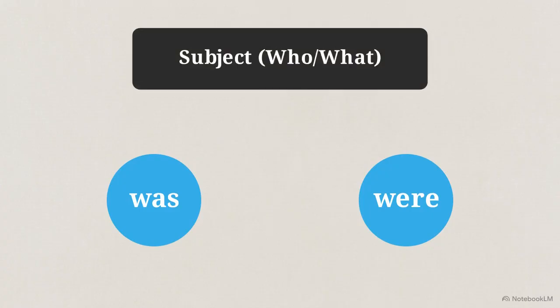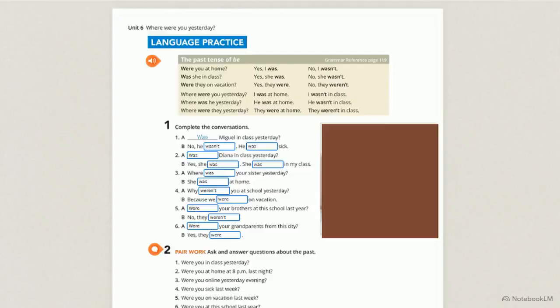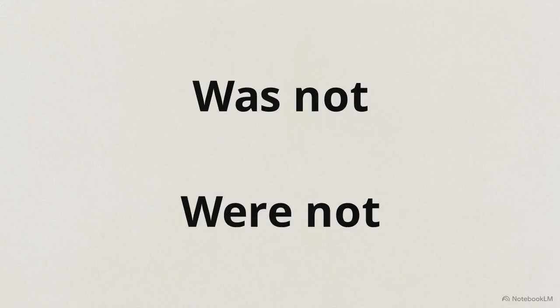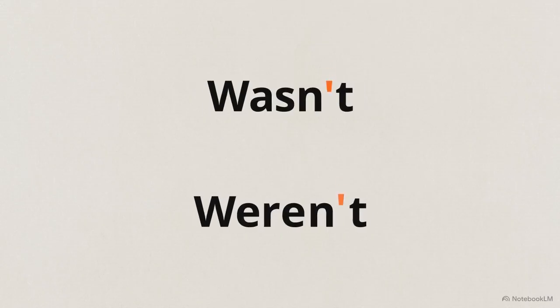To take those present-day problems and move them into the past, the English verb to be splits into two distinct forms. The form you use depends entirely on who or what you are talking about. This grammar table breaks it down. For singular subjects like I, he, or she, you use was. If talking directly to someone or about multiple people like you or they, the verb shifts to were. For negative statements, was not combines to form wasn't, and were not becomes weren't.